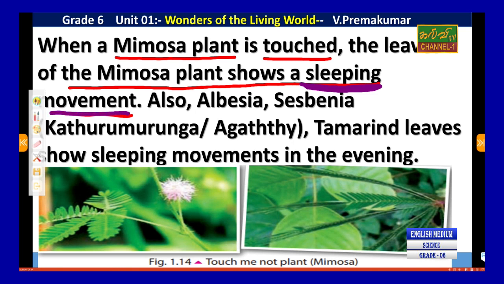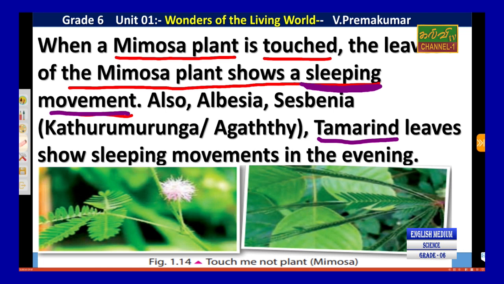Also, Albizia, Sesbania, Katurumurunga, Mulmurakai, Akatti, right? Tamarind means puli, or Siambala, right? Their leaves show sleeping movement in the evening. In the evening, at night time, they start to show a sleeping-like movement, right?